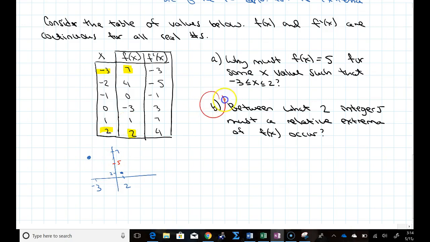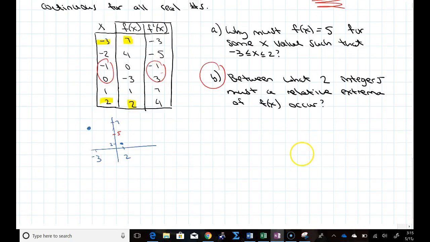All right, and then part B, between what two integers must a relative extrema of f of x occur? Well, again, because f prime is a continuous function, I'm looking right here. Between negative 1 and 0, because f prime of negative 1 is negative, f prime of 0 is positive, somewhere between negative 1 and 0, f prime must equal 0 according to the IVT. And at that point where f prime equals 0, there will be a relative minimum. Okay, so that is the IVT.